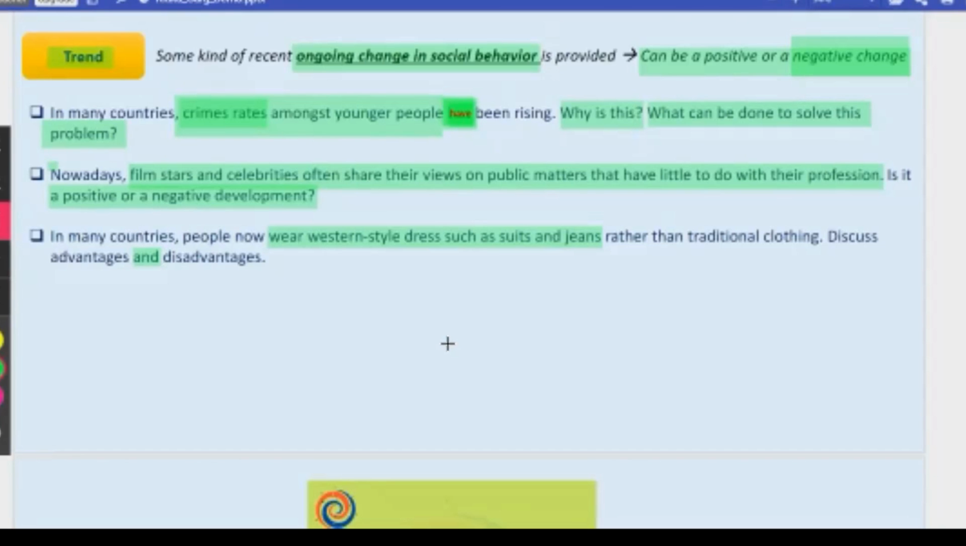In the same way, if you want to list down the disadvantages, yes, in the long run it may lead to the collapse of the original traditions of the country, because gradually or eventually everyone will start wearing a single type of attire, and it will become really difficult for the countries or the governments to sustain their original culture. So that's why it can be disadvantageous also. So you have to list down both. So this is a trend. Yes, this is a trend.